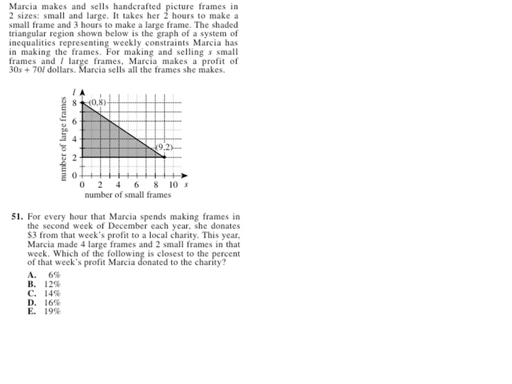making the frames. For making and selling S small frames and L large frames, Marcia makes a profit of $30S plus $70L. Marcia sells all the frames she makes.